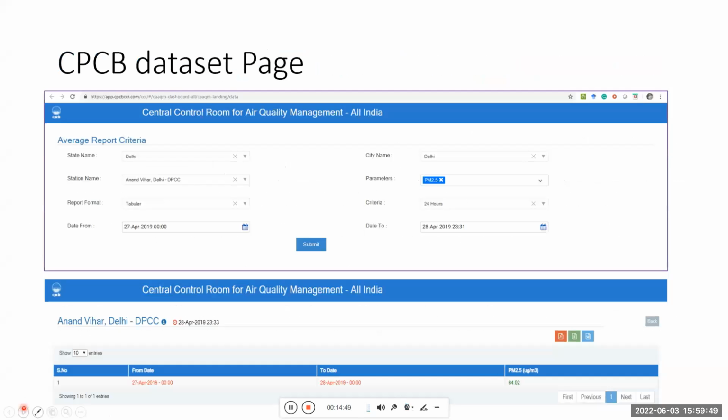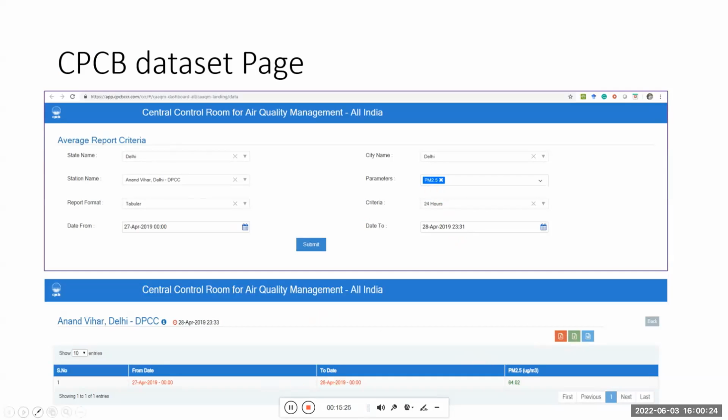If we see the CPCB page, we have to give the state name, then the city itself, then the form of the report you want to produce, and then the specific date from start to end, then the criteria, either hourly or 24 hours, and which parameter. When you click it, you can download it in the form of PDF, Excel, and Word. It means you can have CSV format of data for your pre-processing or database management.